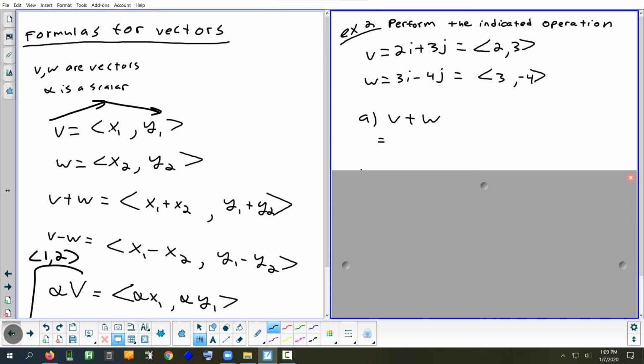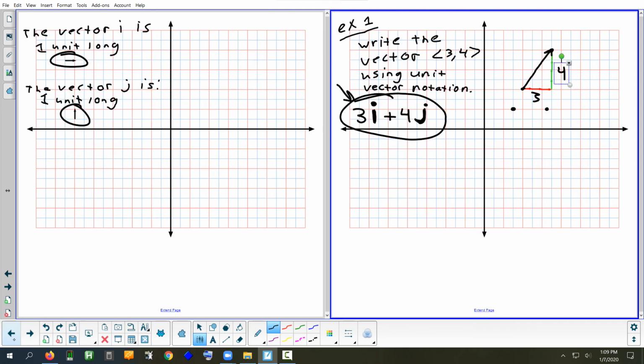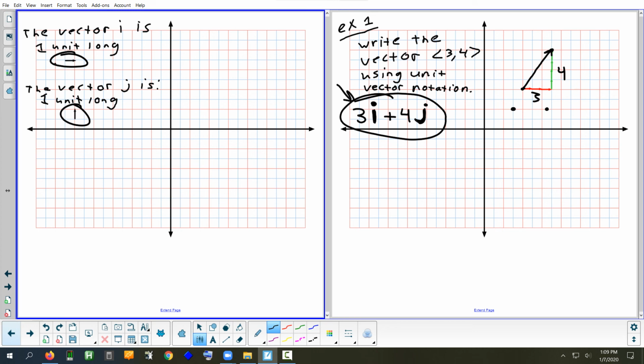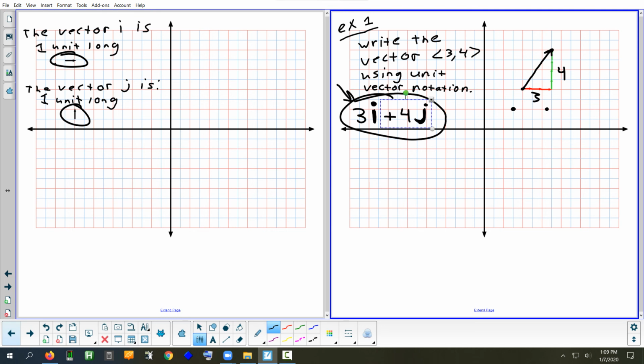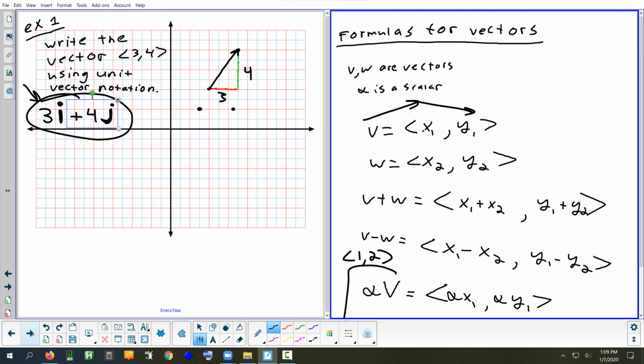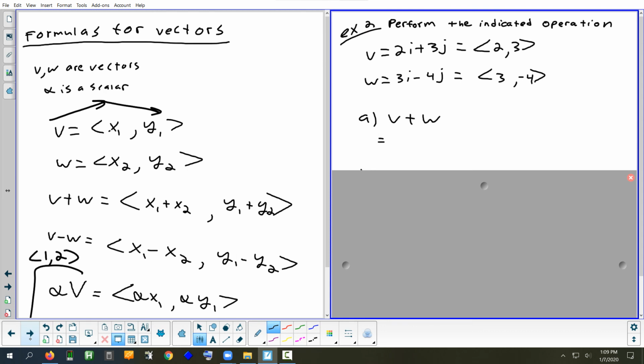Alright, let's go back over i and j for a second. i is a unit vector that points 1 unit to the right. So i is your horizontal. j has to do with up and down. j is your vertical. So when you look at i and j, the number in front of i is always horizontal, the left and the right. The number in front of j is always your up and down. That's your vertical. So if we go back here, the horizontal in v is 2. The horizontal in w is 3 because it's the number with the i. So when you add them up, we get 5.